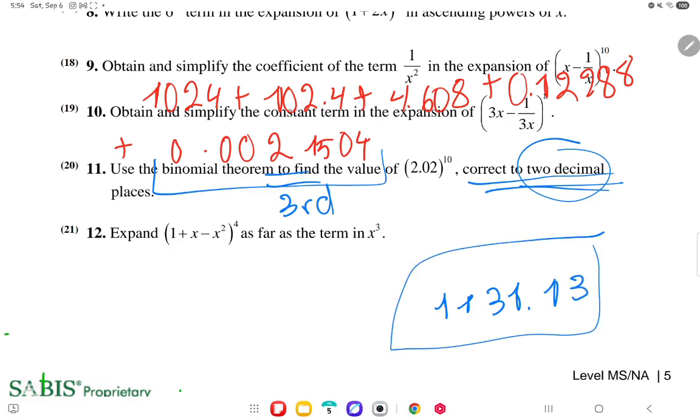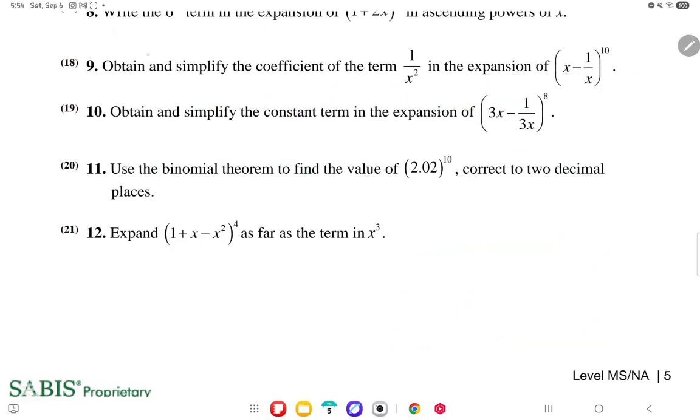Now, last but not least, the final question. Expand as far as the term in x to the power of 3. So look what we will do over here. We have a trinomial. What we can do is separate them into a and b. Perfect, right? Let's first start with a Pascal triangle. We have a plus b to the power of 3. You guys should know that it's 1, 3, 3, 1, or you can find it.